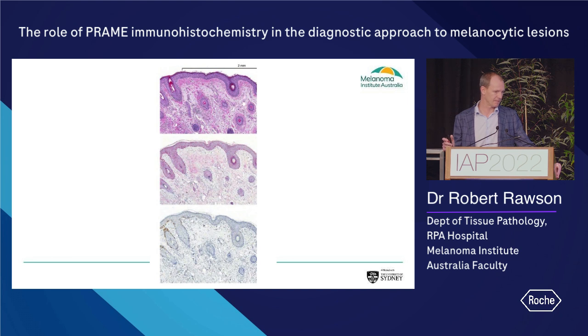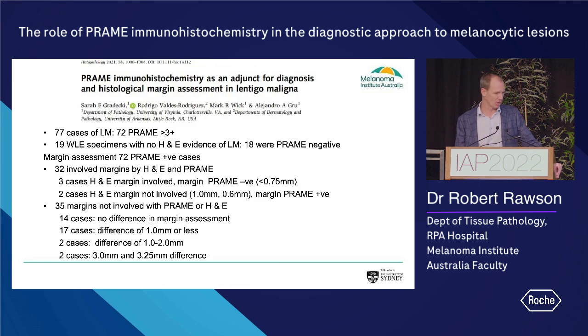on each different modality. So this study, which was published late last year, looked at lentigo maligna in situ and assessed PRAME for the margin and how it compared with H&E. And they looked at 32 cases of involved margins by both H&E and PRAME. 3 cases were H&E involved but not involved by PRAME. It was only less than a millimetre difference between the two, and 2 cases where it was reversed, where PRAME was positive at the margin and H&E was not. It was only less than 1 millimetre difference. And looking at 35 cases where the PRAME or H&E was not involved, the vast majority, as you can see, 14 plus 17, what's that? 31, if I'm not mistaken.